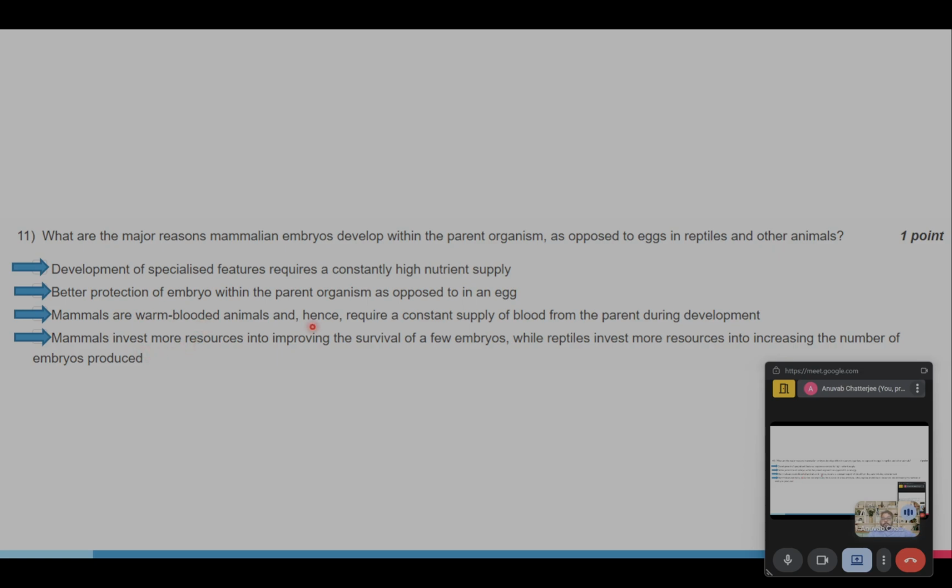So mammals invest more resources into improving the survival of few embryos, while reptiles invest more resources into increasing the number of embryos produced. This is also true.